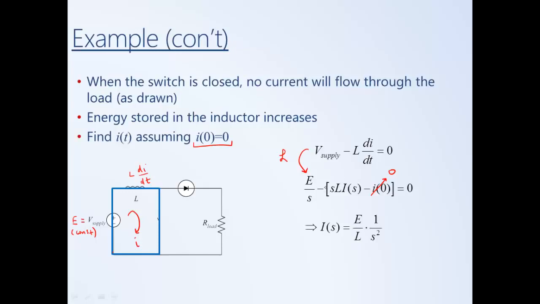As I do that, you end up with E divided by L, and then 1 divided by s times s. So that gives us an expression for I of s. And then finally, as it's desired for us to find I of t, the last thing to do is to just take the inverse Laplace transform. E over L is just a constant that comes out front. If we look in our tables again, the inverse Laplace transform of 1 over s squared is t. It's the unit ramp.